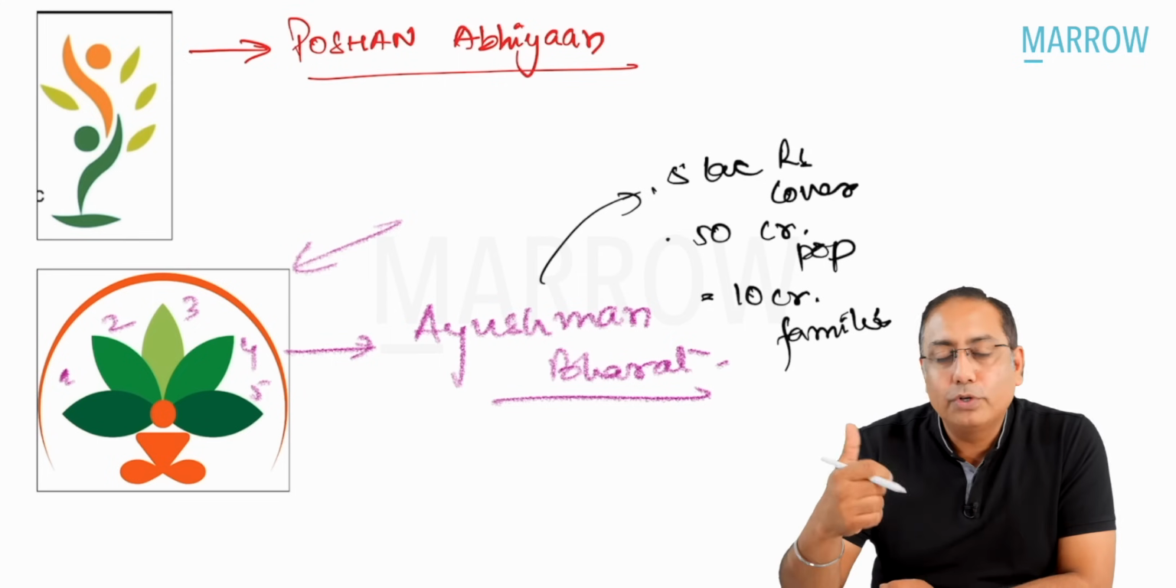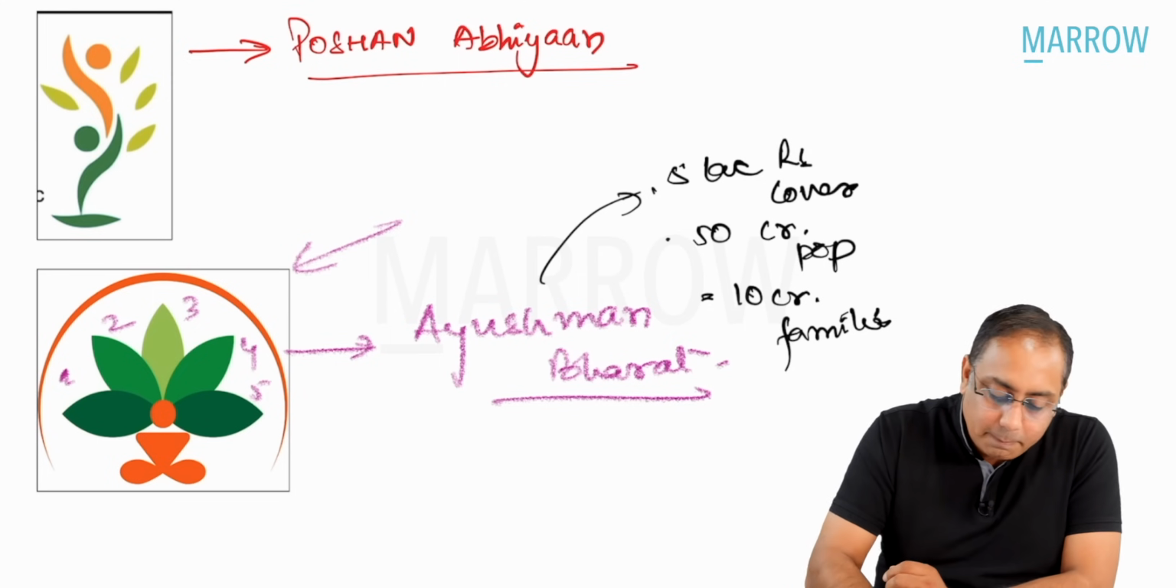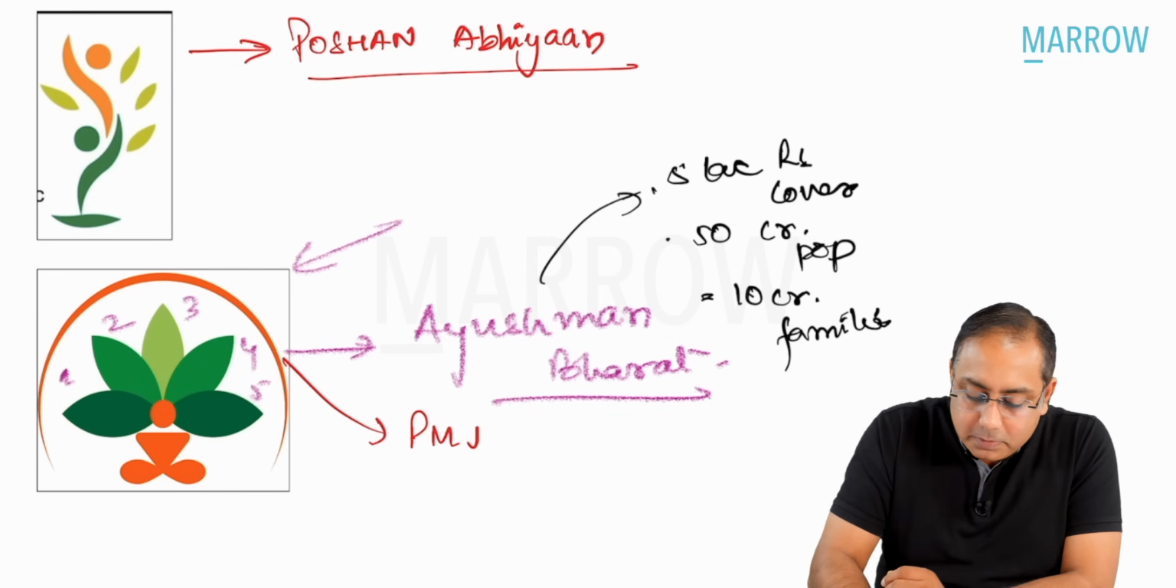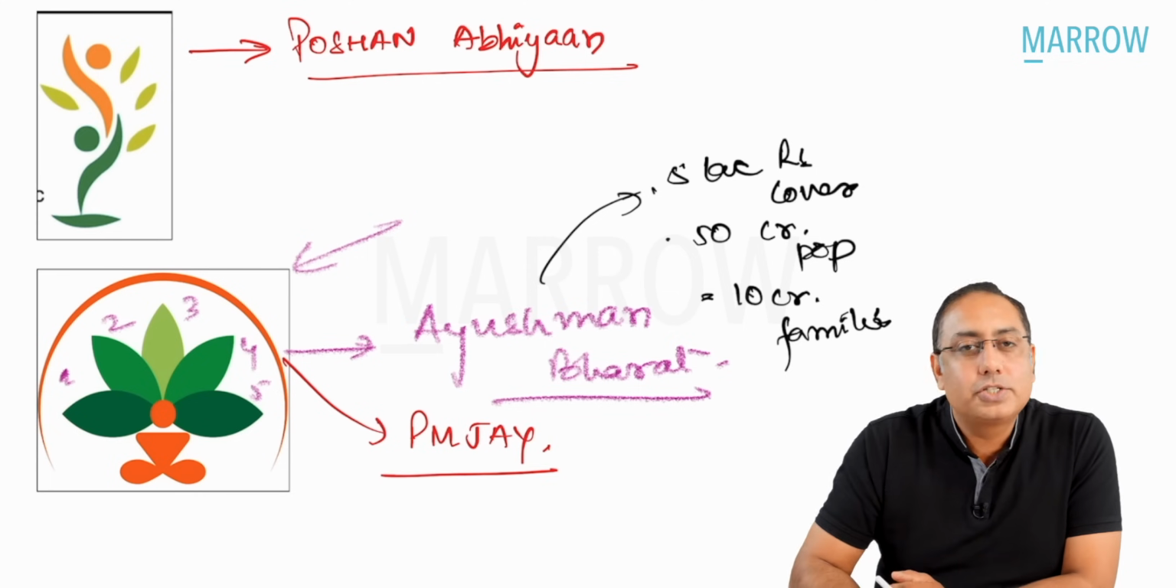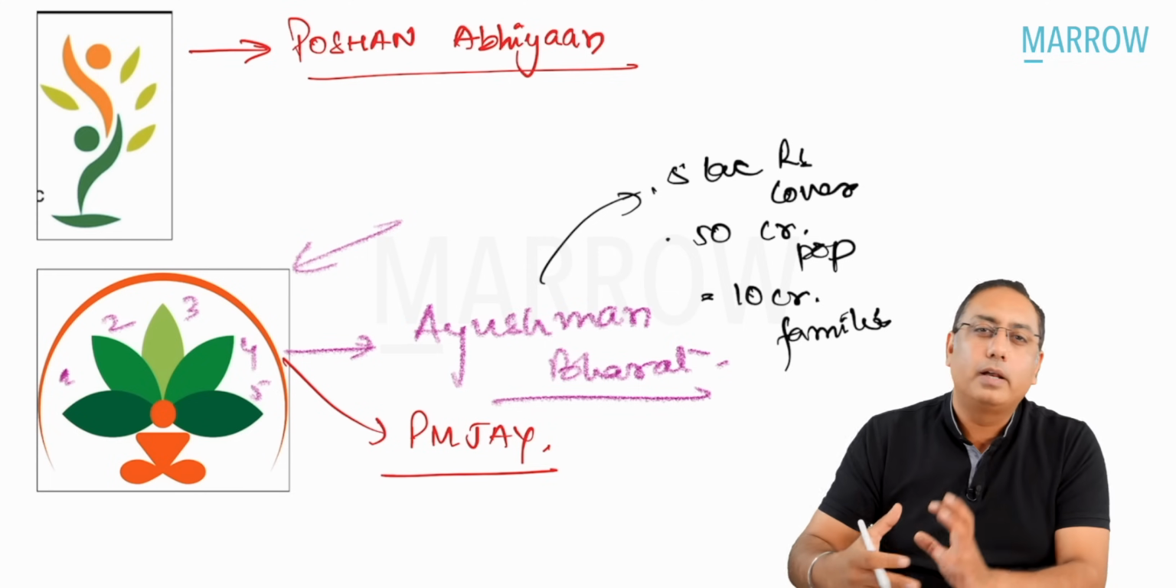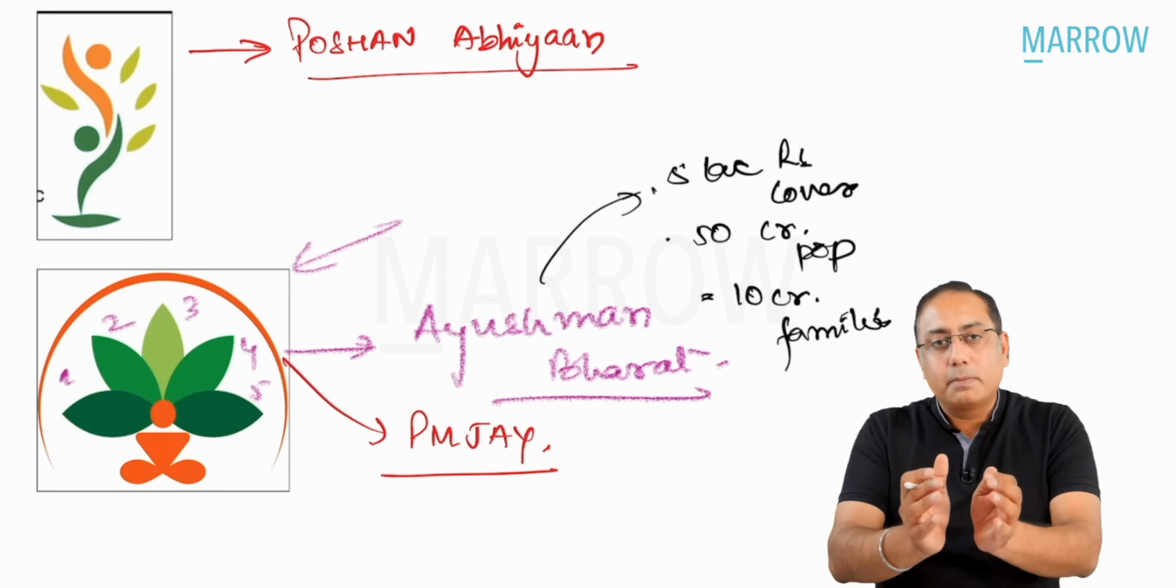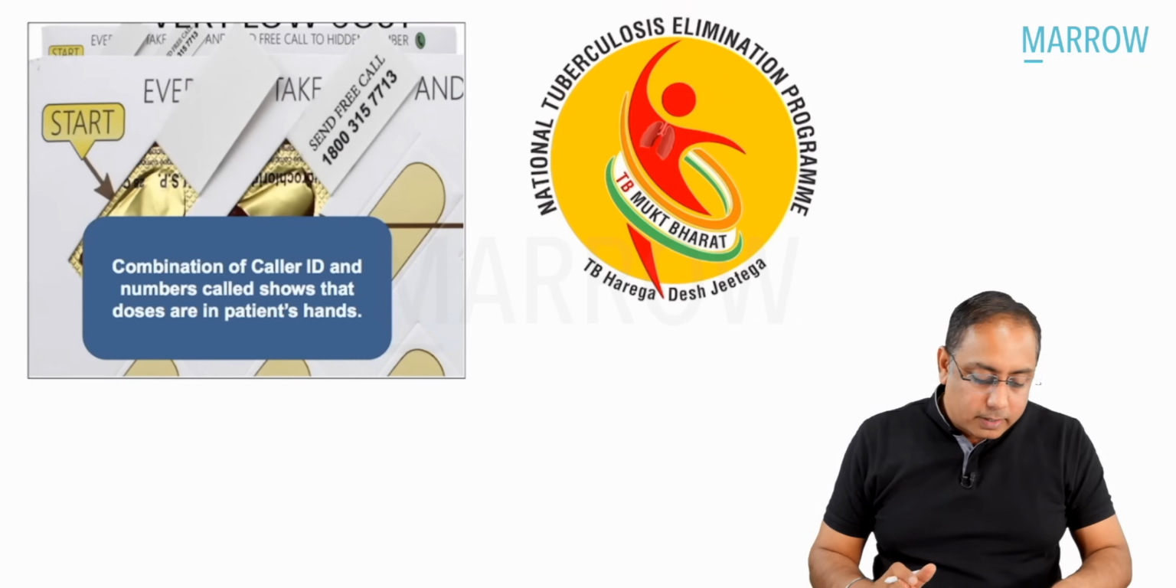So what is this logo? This logo is for Ayushman Bharat or the PMJAY. What is PMJAY? Prime Minister Jan Arogya Yojana. They are both used synonymously. Beta, PMJAY is a part of Ayushman Bharat.